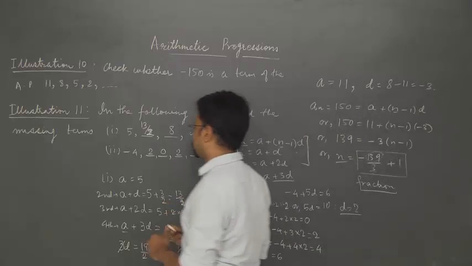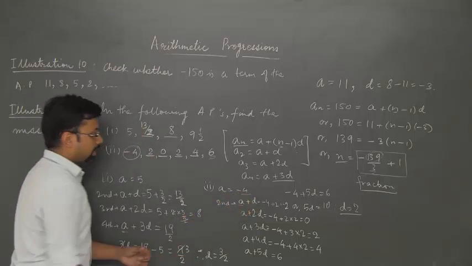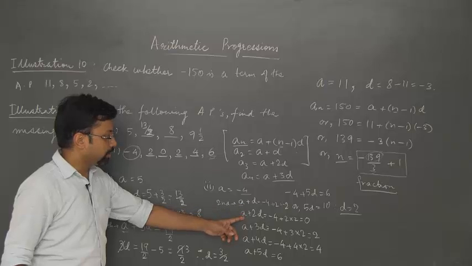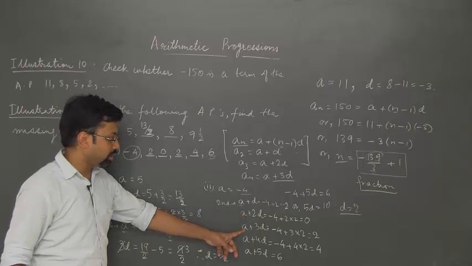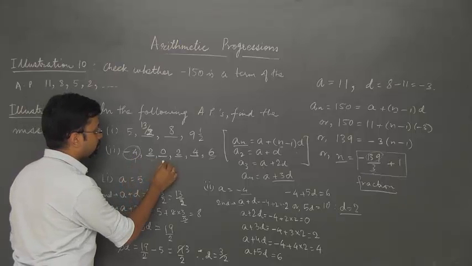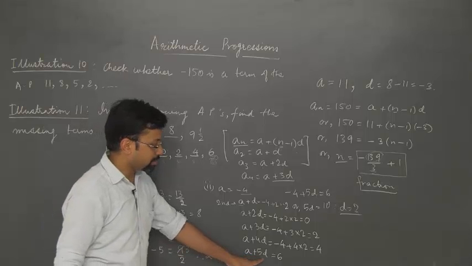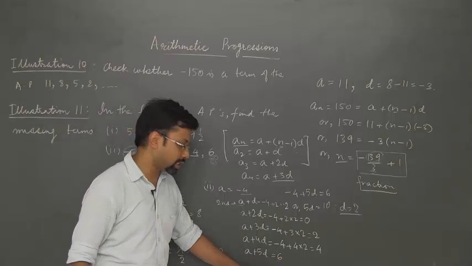Similarly for the next question, a is minus 4. The second term would be a plus d. Third will be a plus 2d. Then a plus 3d, a plus 4d and a plus 5d. Here we have the sixth term as 6. So a plus 5d is given to be equal to 6.